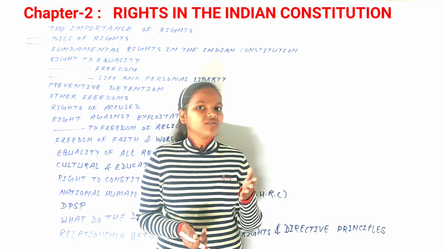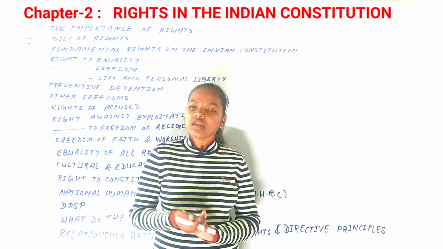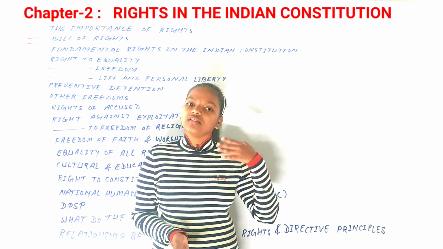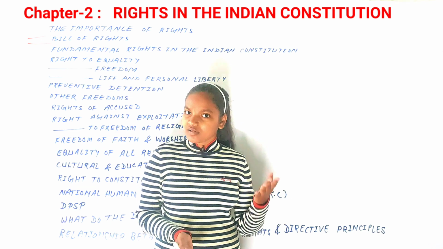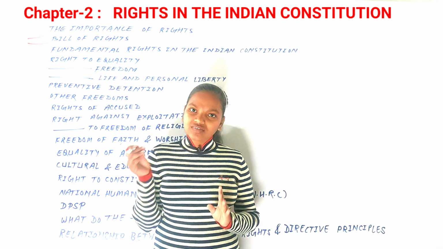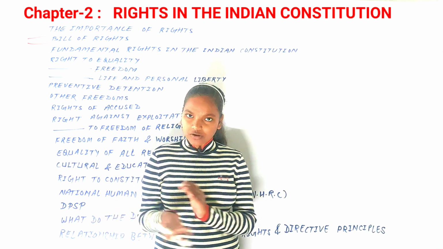It is known as the Bill of Rights because firstly it was made in the USA. From the USA we adopted it. Now in the USA it is still known as the Bill of Rights. So the Bill of Rights is basically a set of rights for the citizens in any constitution.